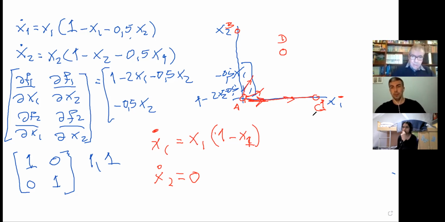It will go to C again. It won't. Because why? Because here x1 is positive, but 1 minus x1 is now negative. It's negative because x1 is bigger than 1. So this is negative, so you go in the opposite direction. It looks like this is stable. Do you think this is stable? No, it's not stable. We don't know, but probably it's not.